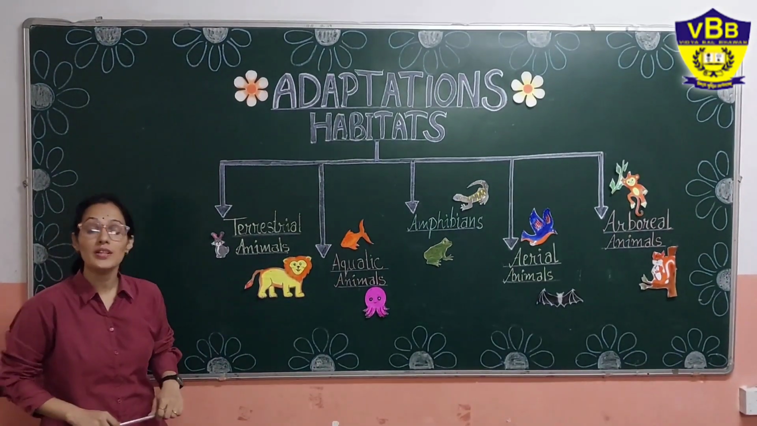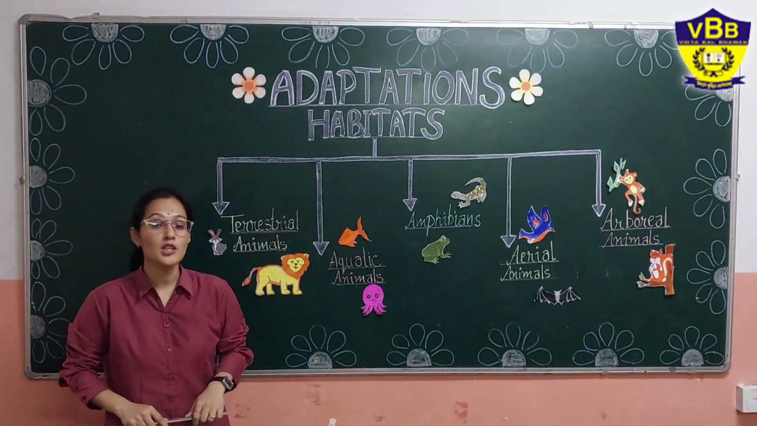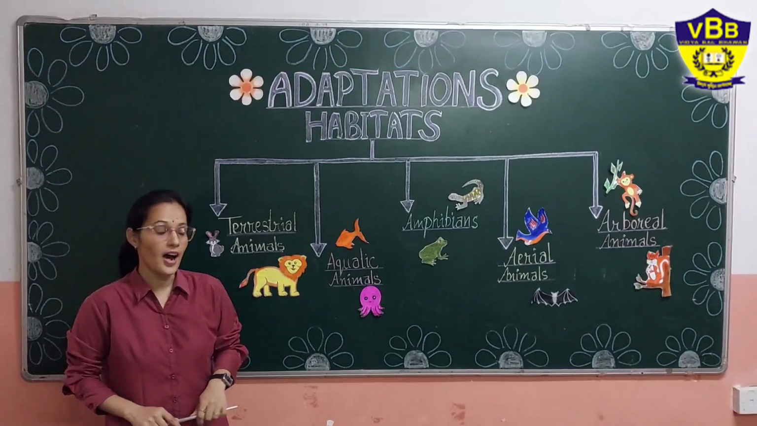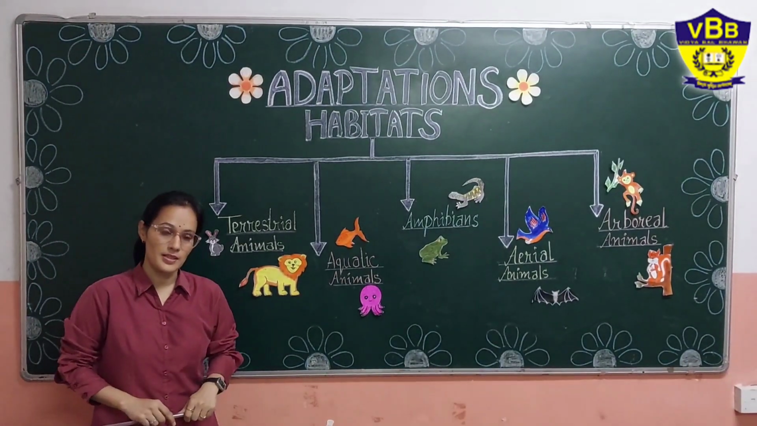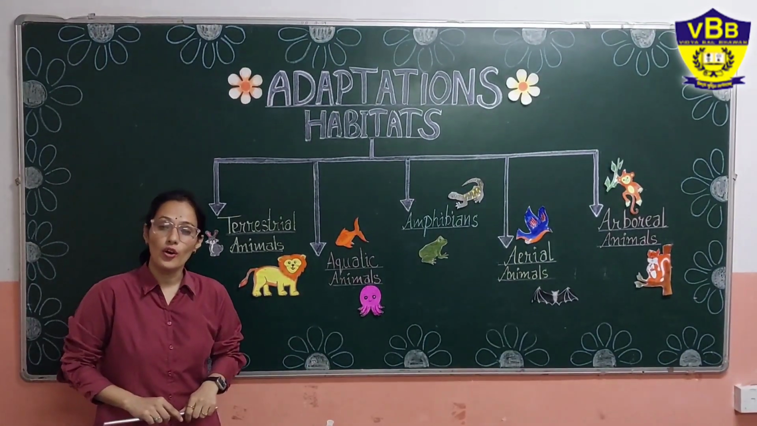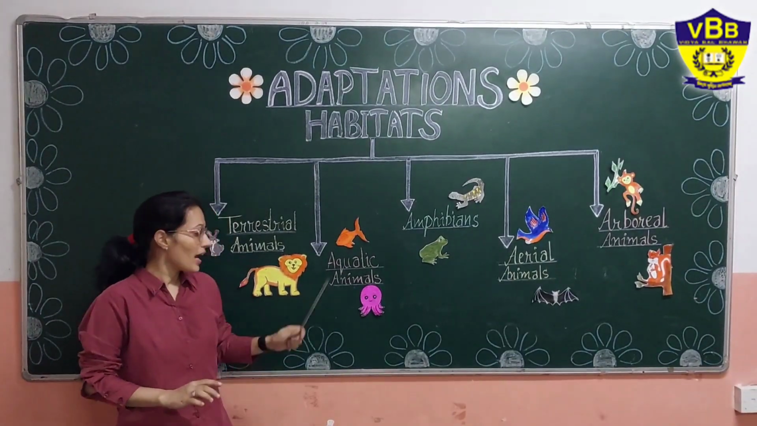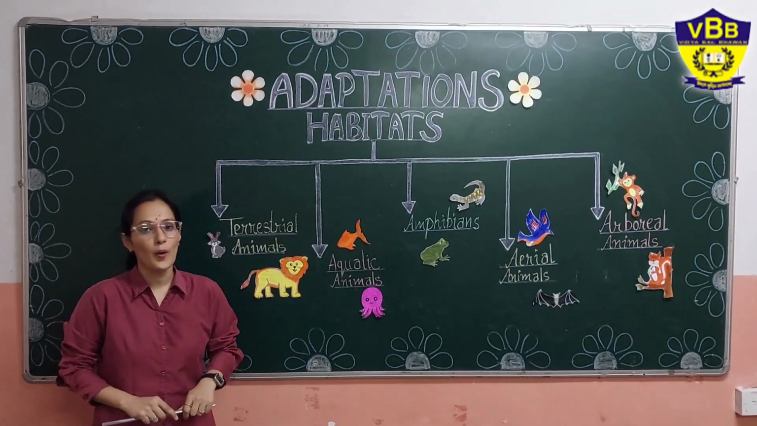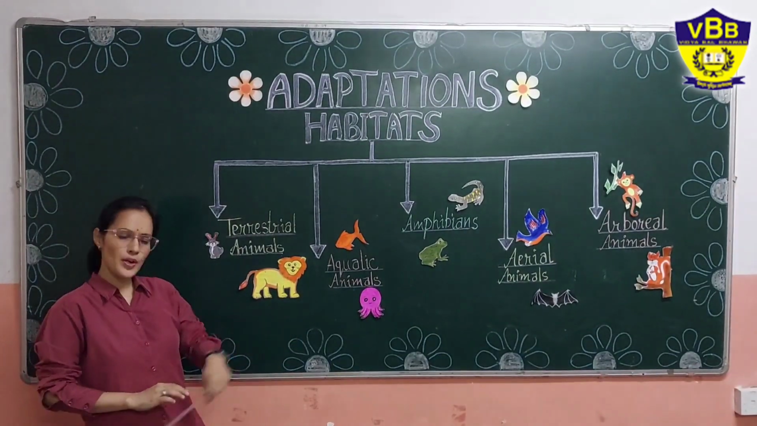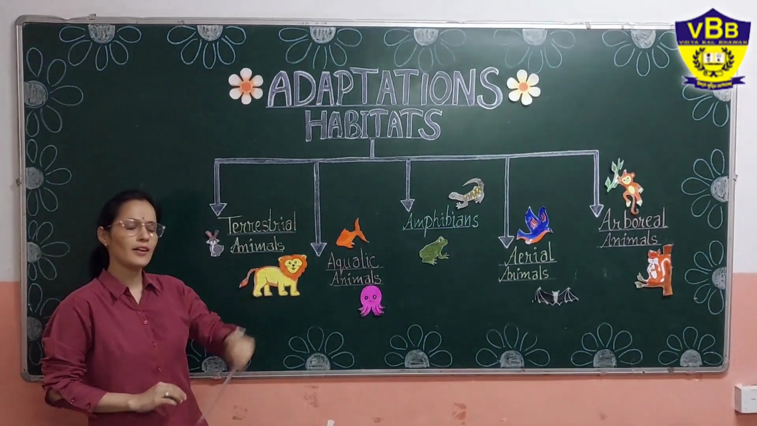Next is aquatic animals. Those animals who can live in water are known as aquatic animals. They adapt themselves according to the water climate. That is why they come in the category of aquatic animals. I have taken 2 examples here, octopus and fish.